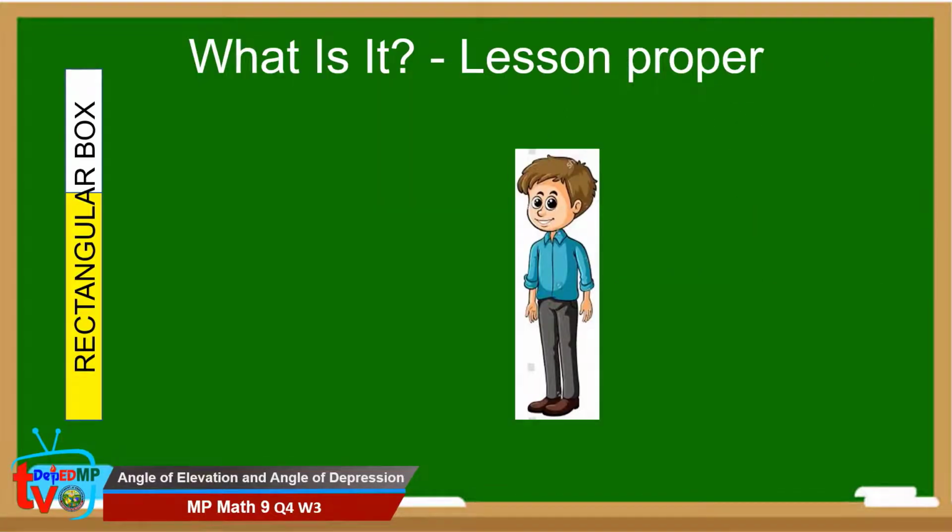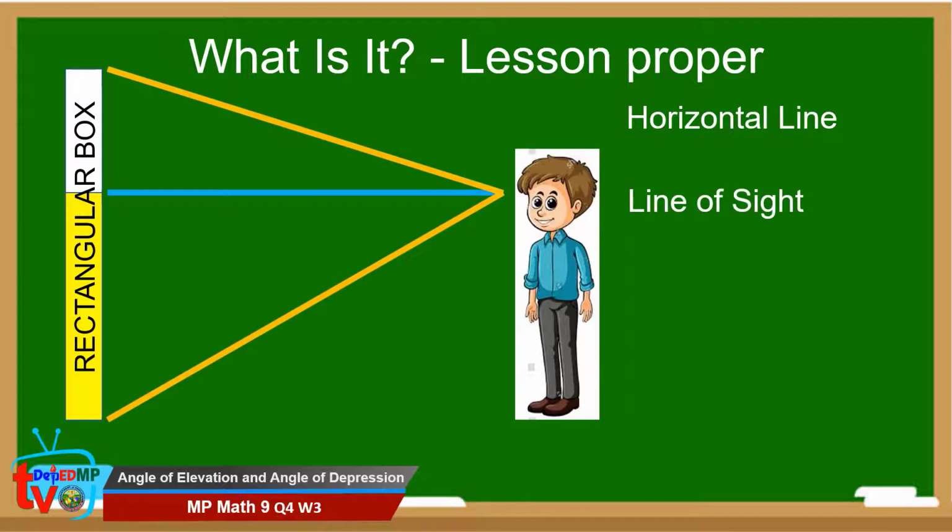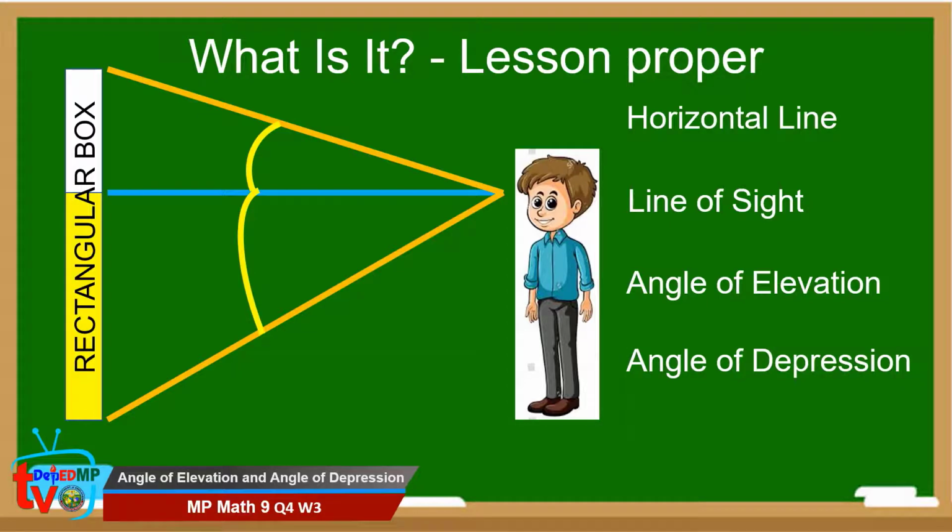Now, let us summarize what we learned. Using the given situation, from your eye level to the box again is the horizontal line. And from your eyes to the top and bottom of the box is the line of sight. Now, we have the two angles that were formed. First, the angle of elevation. Second is the angle of depression. Did you understand?